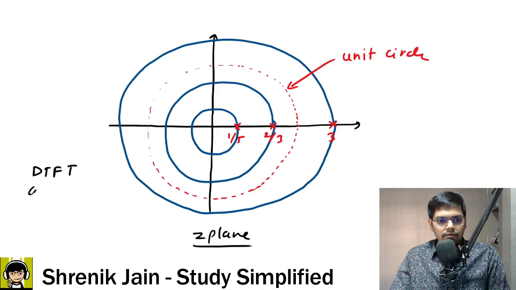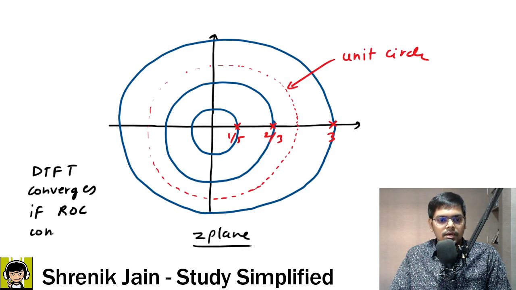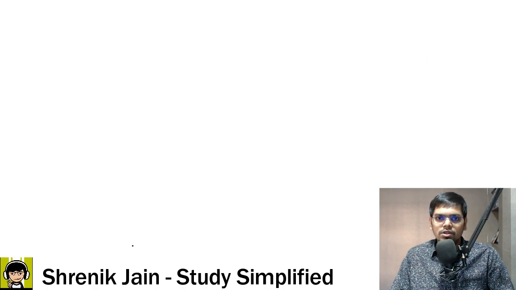DTFT converges if ROC contains the unit circle. Okay, so this was our third question. Let us move forward to the fourth question.